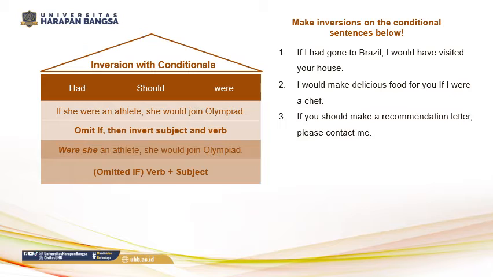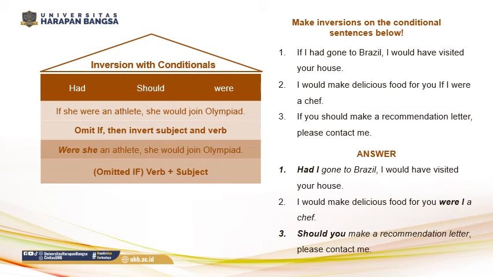Okay, so are you ready to make the answer for number 1? Number 1 is very easy ya. Omit if and then change the position of subject and verb. So the inversion will be, yes, had I gone to Brazil, I would have visited your house.